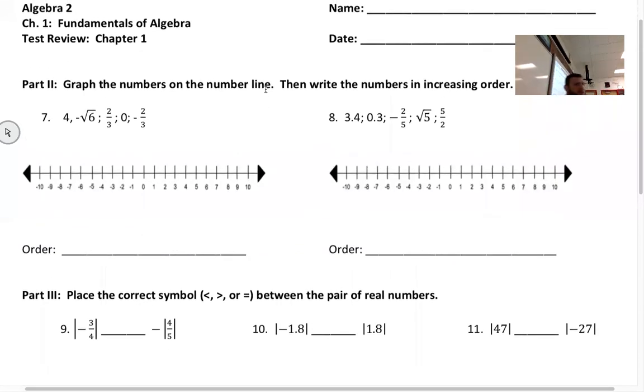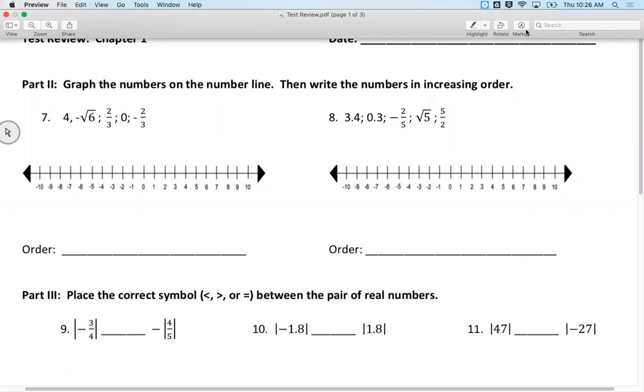All right, so this is the Chapter 1 Fundamentals of Algebra Test Review. So I'm just going to go over this, and I'll post it up on Schoology for you guys. All right, so we don't have to go through everything. Let me just get rid of this here.